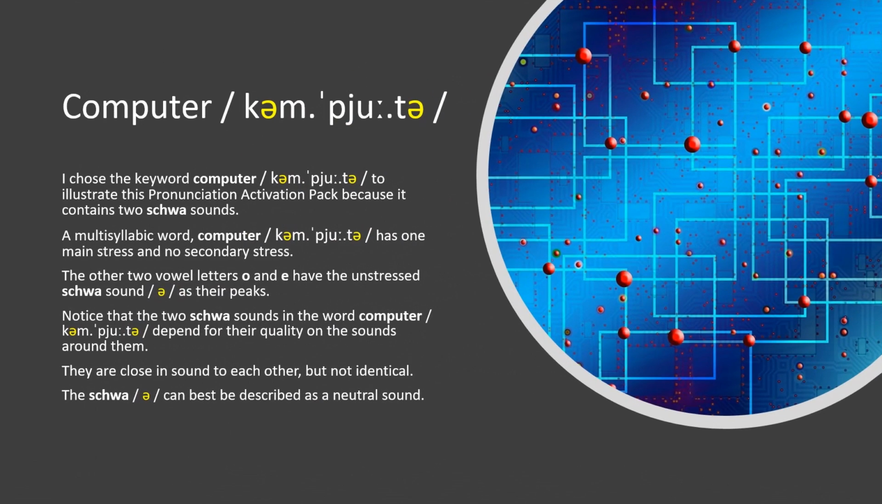Computer. I chose the keyword computer to illustrate this pronunciation activation pack because it contains 2 schwa sounds. A multisyllabic word, computer has one main stress and no secondary stress. The other 2 vowel letters, O and E, have the unstressed schwa sound as their peaks. Notice that the 2 schwa sounds in the word computer depend for their quality on the sounds around them. They're close in sound to each other but not identical. The schwa can best be described as a neutral sound.